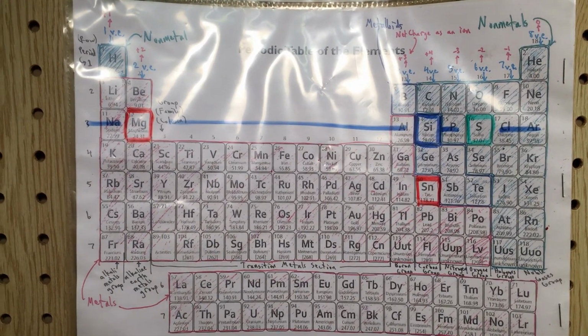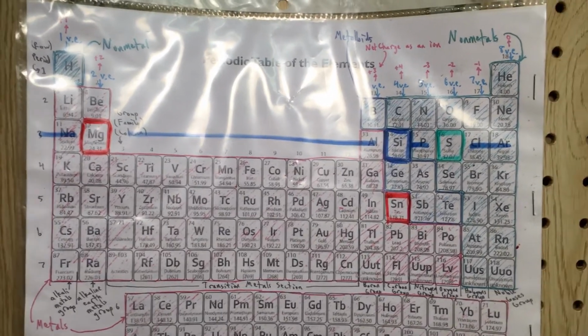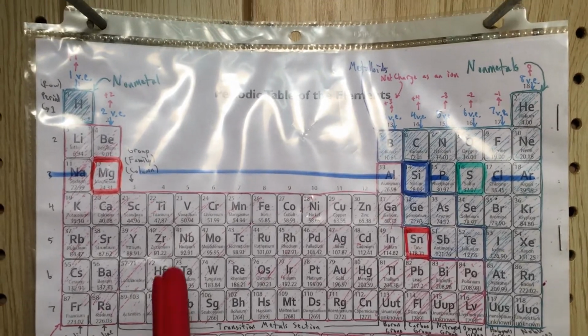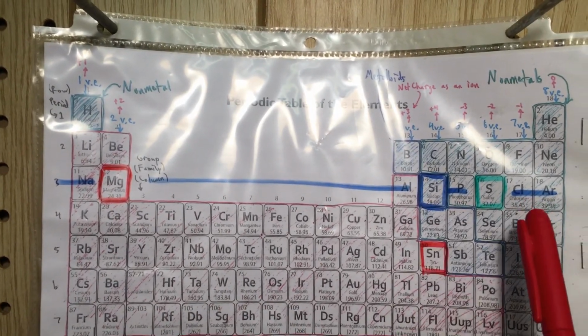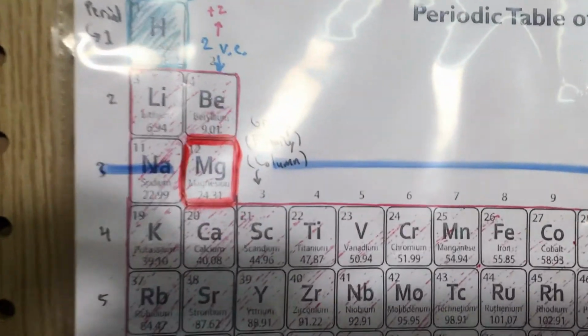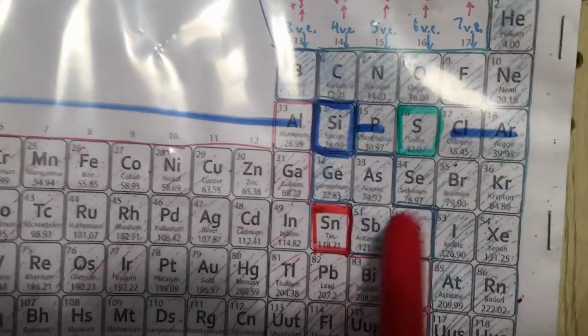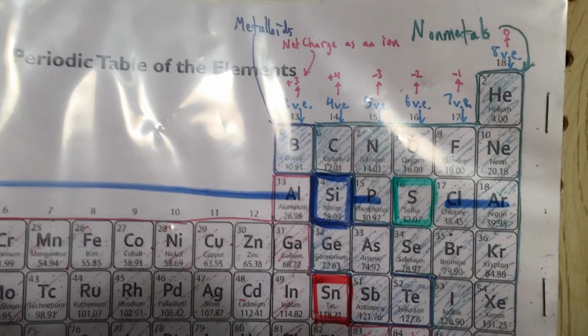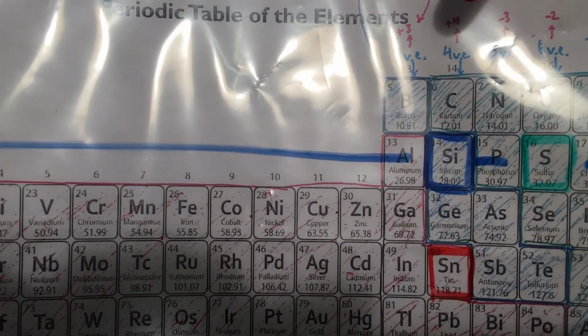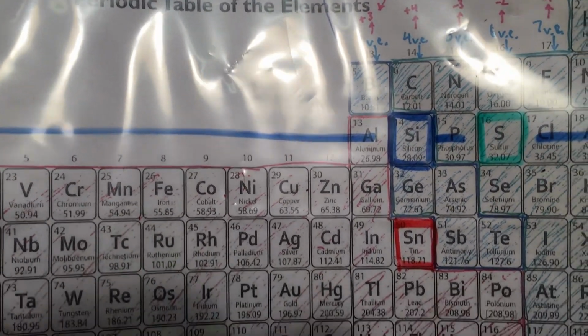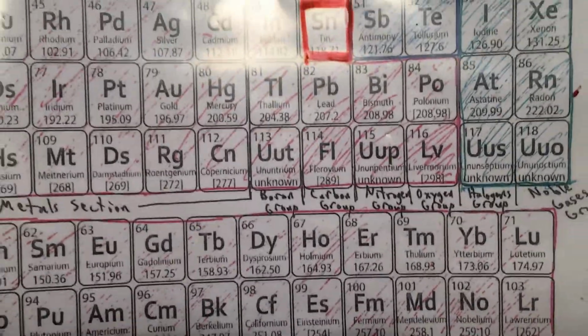Out of these four, three of these elements are in the same period, the same row on the periodic table. Magnesium, silicon, and sulfur are all in period 3 going across, but silicon and tin also are in the same group going up and down. They are in group 14 with carbon, and we call that the carbon group.